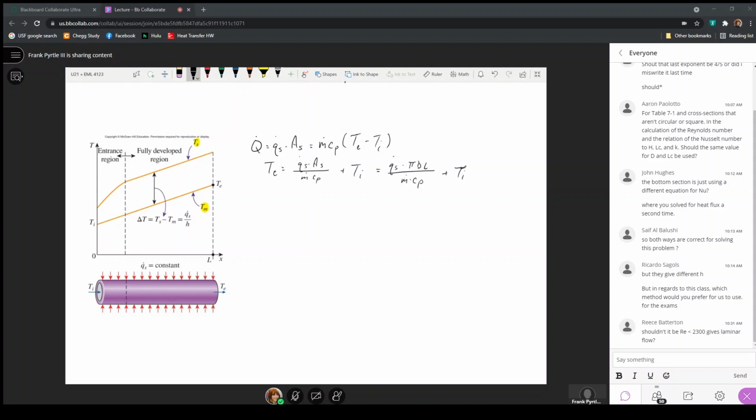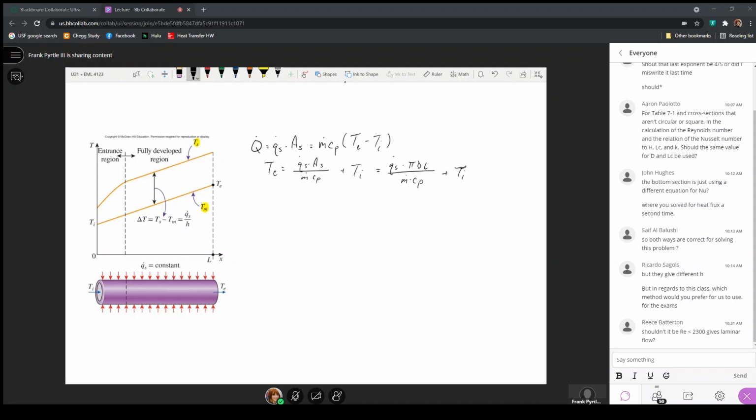But this expression just says that the outlet temperature, the exit temperature, is a function of the applied heat flux, the surface area, the mass flow rate, and specific heat. Such that if I increase the mass flow rate or the specific heat, the temperature increase from the inlet to the outlet is decreased. If I increase the flux, the diameter, or the length, keeping everything else the same, I'll increase the temperature difference between the inlet and the exit.